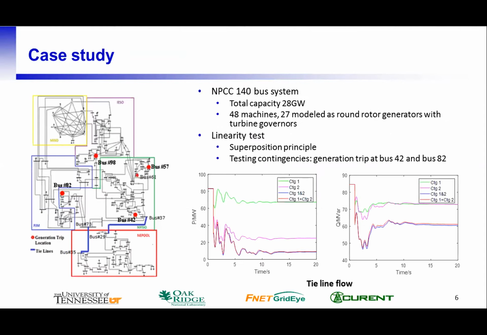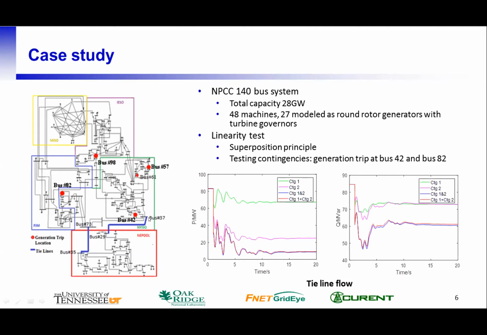Now I will present some of the case study results that we have. The study system that we use is the MPCC 140 bus system. It has a total capacity of 28 gigawatts and 48 machines. The study area we pick is this area, and the external area is this right area, so we have to reduce this area. There are two tie lines connecting the external area and the study area, from bus 35 to 73, and from bus 29 to bus 37.